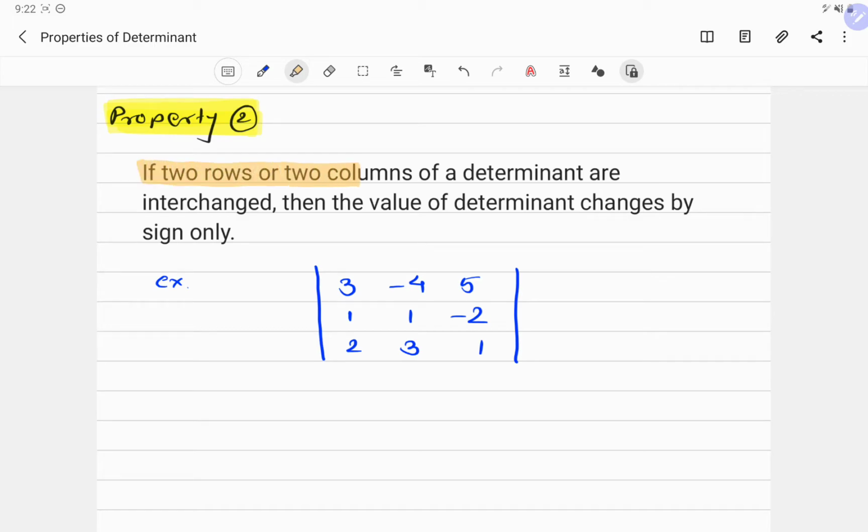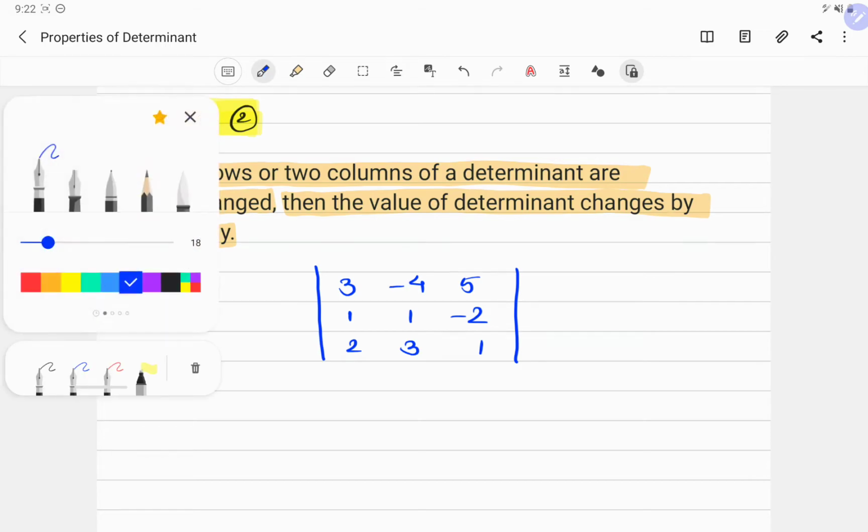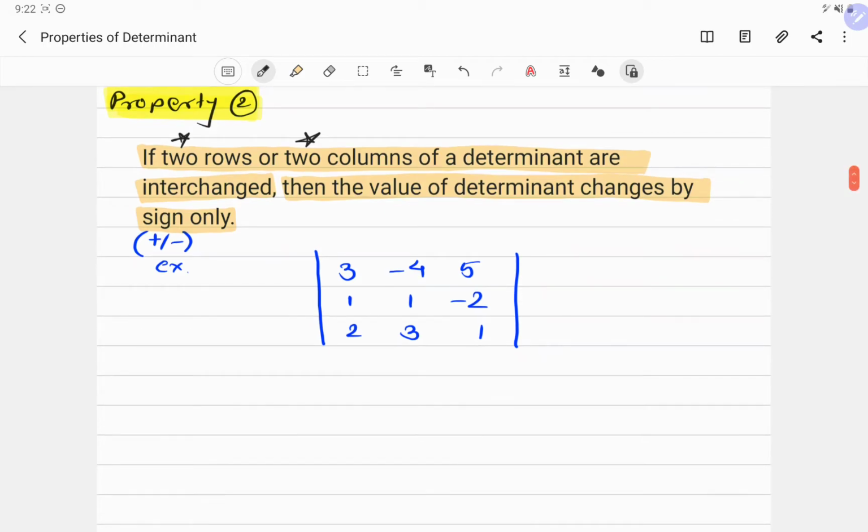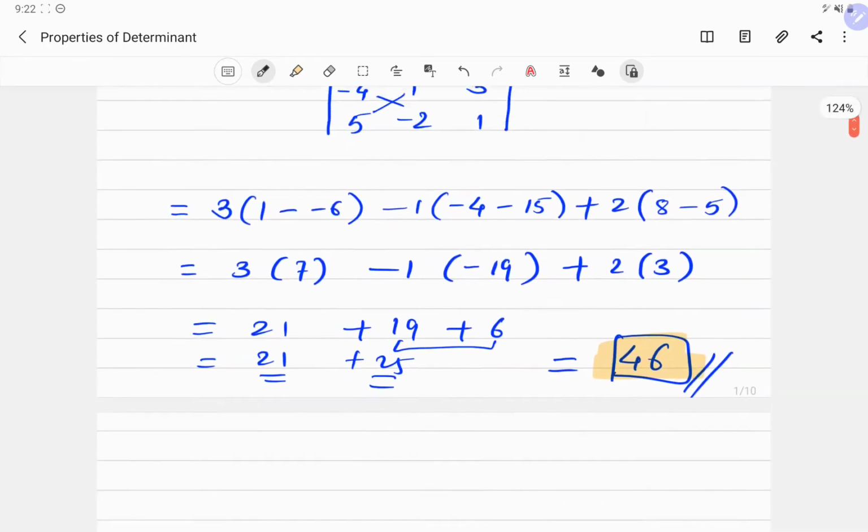Let's read it first. If two rows or two columns of a determinant are interchanged, then the value of the determinant changes by sign only. Sign in the sense they want us to suggest plus or minus. Now let's understand this. In the previous property we interchanged all the rows and columns of the determinant. Now in this case they want us to change only two rows or any two columns of a determinant, right? Okay, now this is the determinant, the same determinant I am covering here.